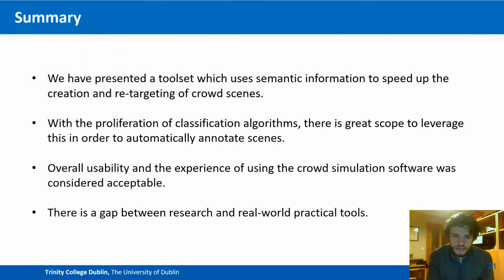In summary, we've presented a tool set which uses semantic information to speed up the creation and retargeting of crowd scenes. We anticipate that with the proliferation of classification algorithms, there's great scope to leverage this in order to automatically annotate scenes and then use a platform such as our own in order to generate behavior automatically. We've noticed that there's a gap between research and practical tools as backed up by our user study. And the overall usability of our crowd simulation software was considered acceptable.